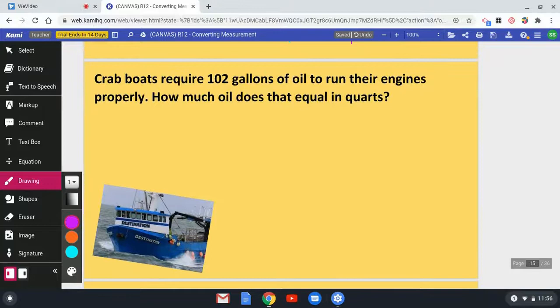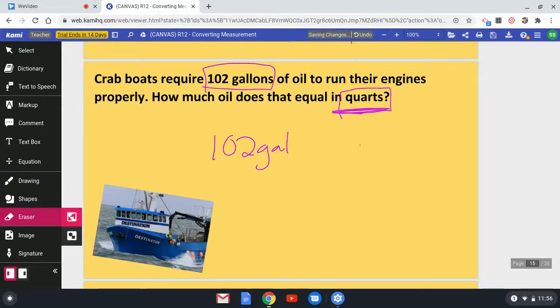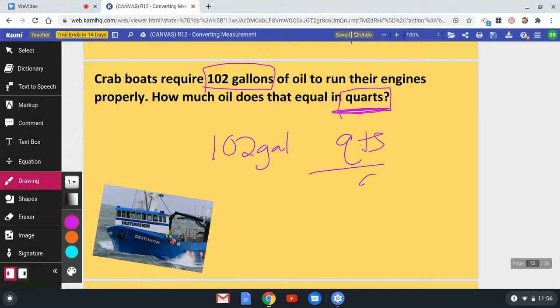Okay, let's do this one together. Crab boats require 102 gallons of oil to run their engines properly. How much oil does that equal in quarts? So they give us gallons, and we're looking for quarts. I put gallons down here, and I'm going to multiply.